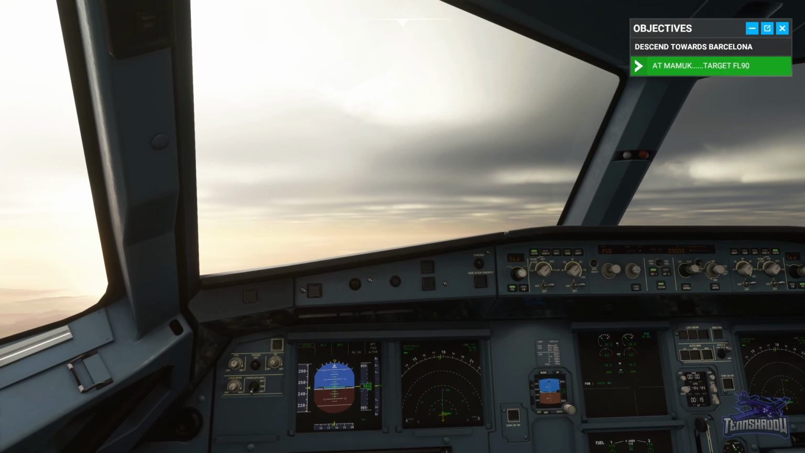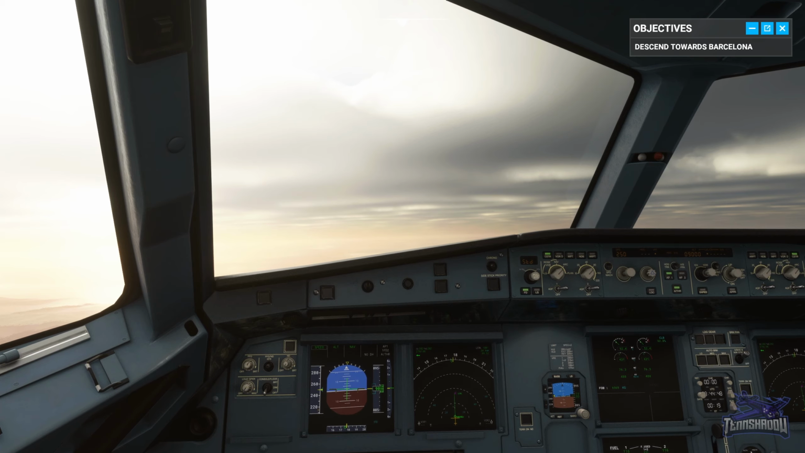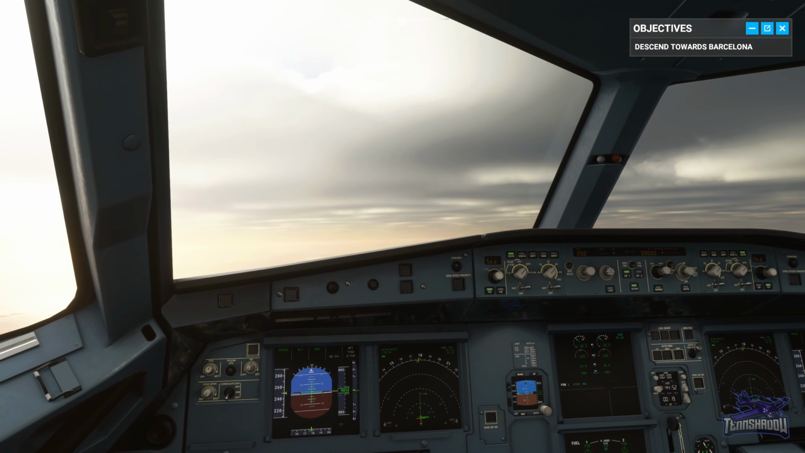We're arriving at waypoint Mammoth, giving us 30 miles to go. That's a target of flight level 90. We made it.